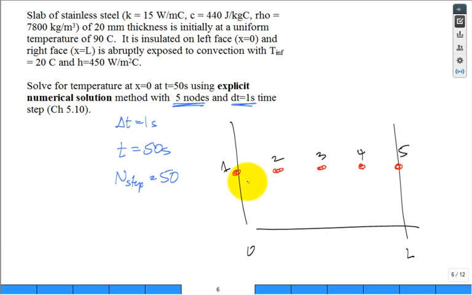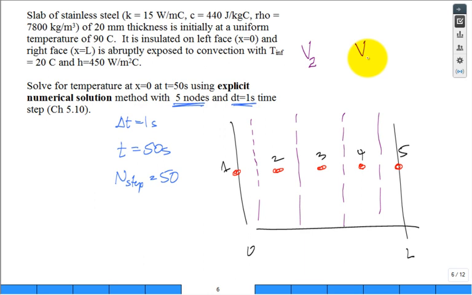Okay, so when we discretize, we come in and we cut. We cut in between, we cut in between, we cut in between, and we cut in between. True? Yes. And now, can you tell me a little bit about the volume associated with node 2 compared to the volume associated with node 3? Is it greater, equal, or less? Answer A, B, or C.